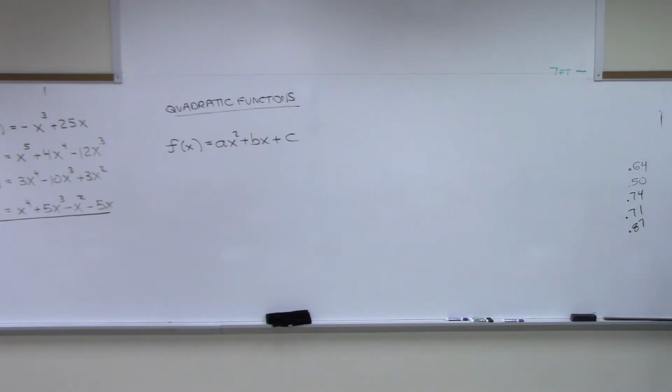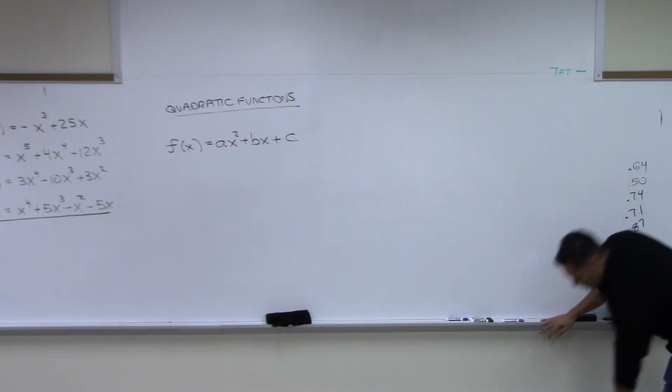All right, so let's take the average. Just add these up. 1, 2, 3, 4. There's 5 of them, divide by 5.